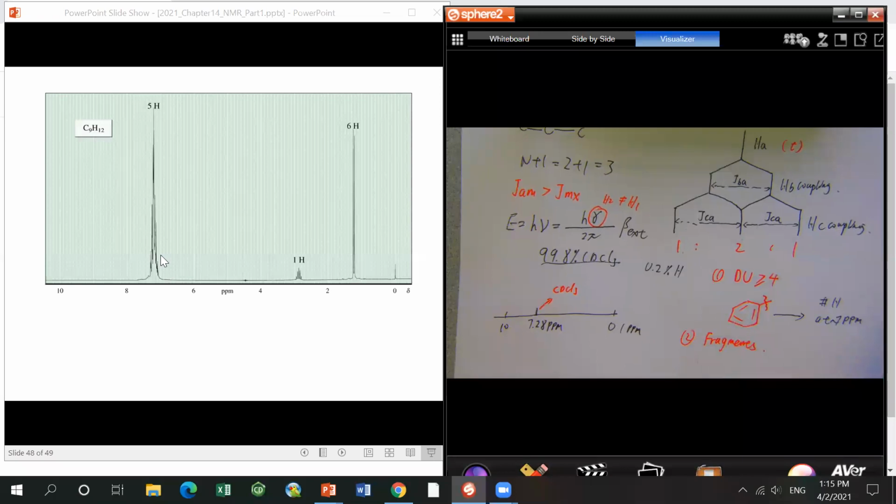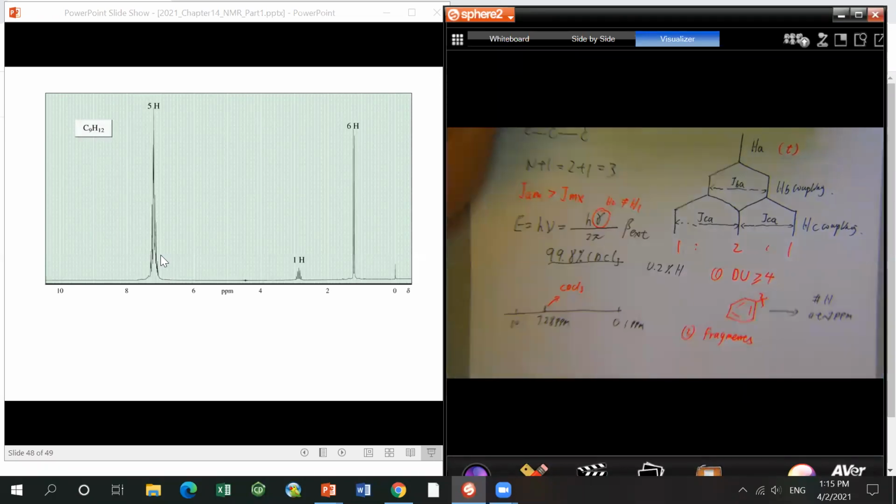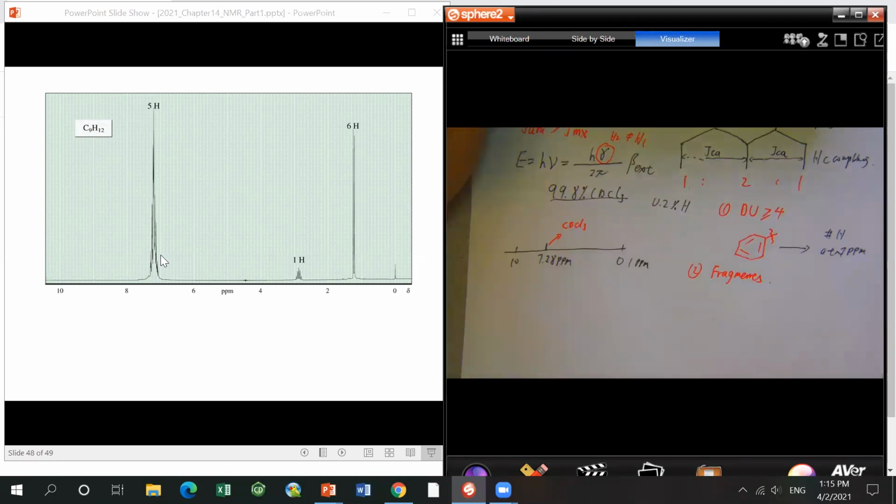And this step, you have to make sure all the atoms are countable. So you have the same number of carbon, hydrogen, or whatever atoms shown in your formula.